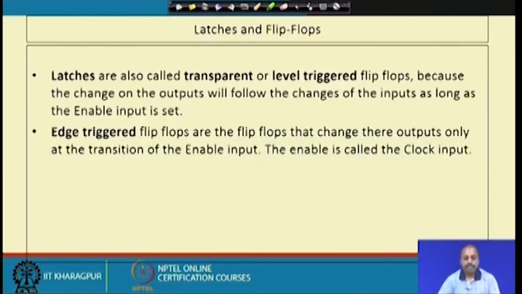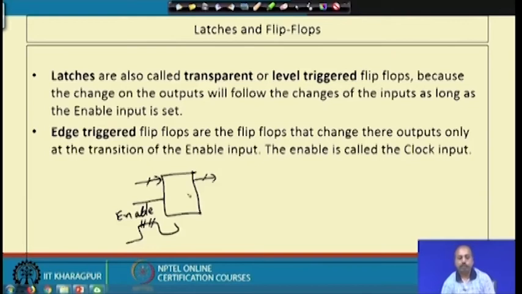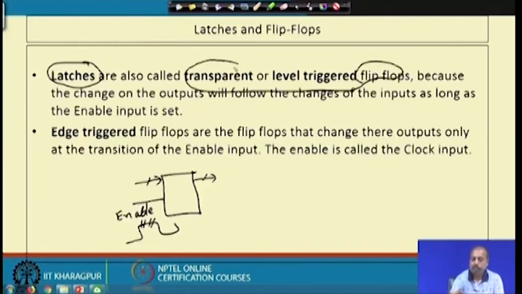So, the latches are also called transparent or level triggered flip flops, because the change in the outputs will follow the changes of the inputs as long as the enable input is high. So far what we have seen is that whether it is an SR latch, D, JK, whatever it is, we have an enable line, and as long as this enable signal is high, whatever inputs are coming will affect the output. This type of sequential circuit is known as a latch, transparent or level triggered flip flop. So these three terms are synonymous: latch, transparent flip flop and level triggered flip flop.